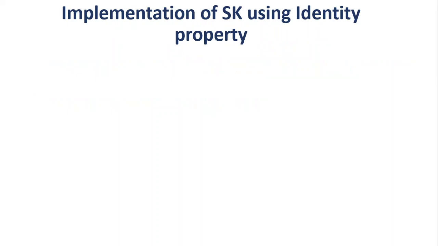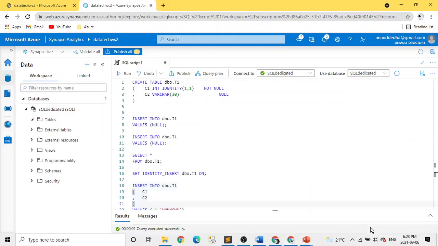Okay, let's jump to the implementation of the surrogate key using the identity property. Perfect. For this demo, as I mentioned initially, we're using Azure Synapse Analytics. I already created the Azure Synapse Analytics workspace and the dedicated SQL pool. So let's first look into what exactly is in the code, and I'm going to provide the link for this code in the description.